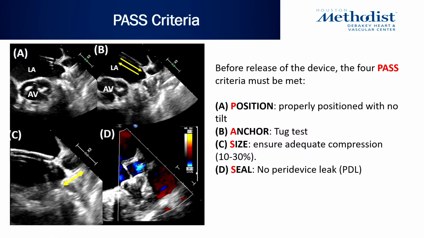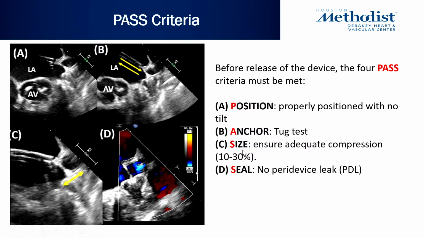Before you release the Watchman device, the pass criteria have to be met. Once you position the device in the left atrial appendage, you have to check for 4 different things. P stands for position, so you want to make sure it's properly positioned with no tilt, and it's coaxial. You want to make sure it's anchored well, so we perform a tug test where you pull and push on the catheter and make sure that the device is stable and doesn't move.